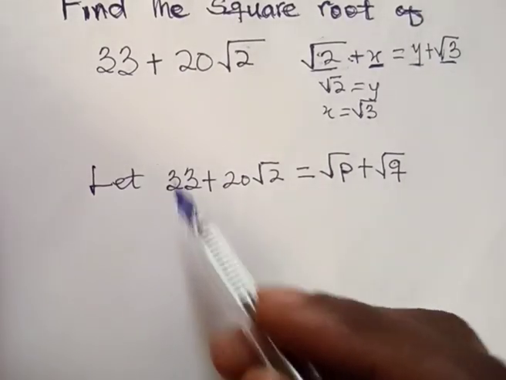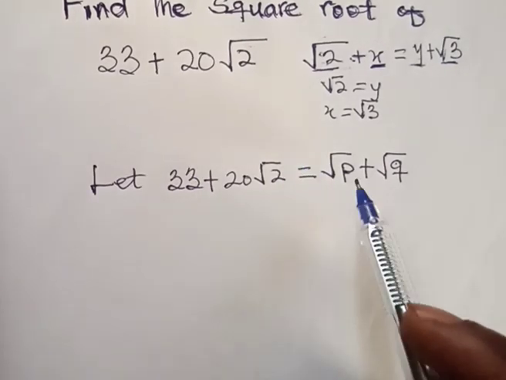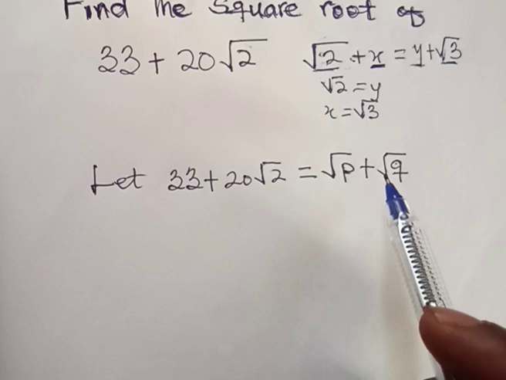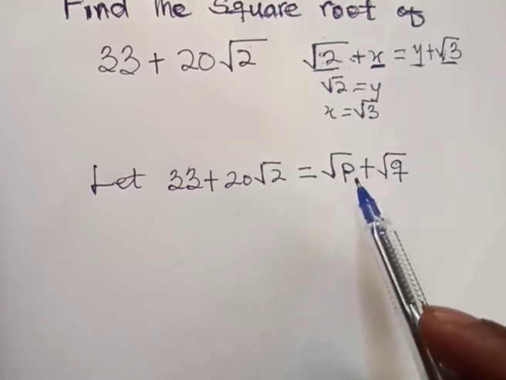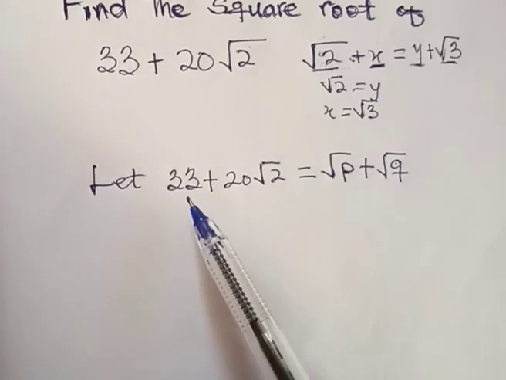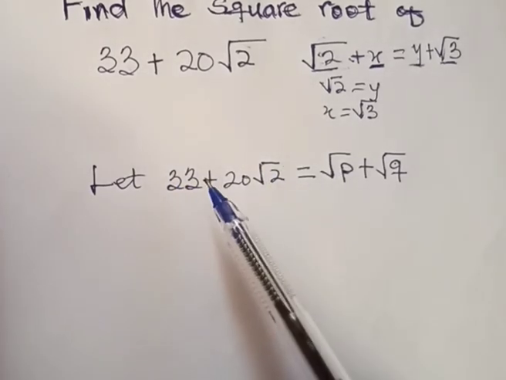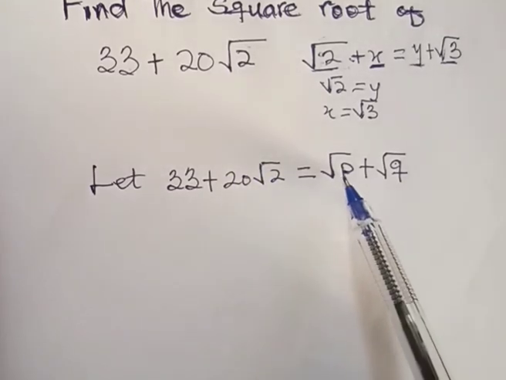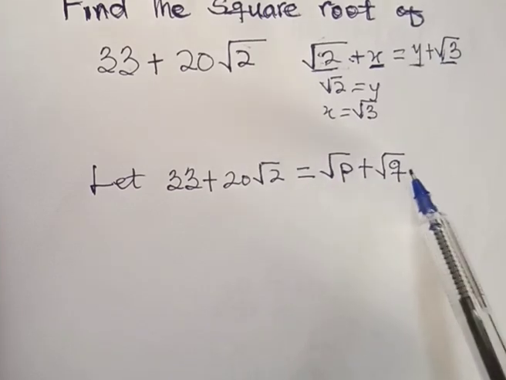So when you are asked to find the square root of this, in my case, I decided to use P and Q. Someone can decide to use A and B. Others can also decide to use M and N or X and Y. It depends on you. Any letter you use can work for you. So I choose P and Q. Now, when you are asked to find the square root, all you do is let the entire expression given in the question be equal to the square root of one letter plus the square root of another letter.